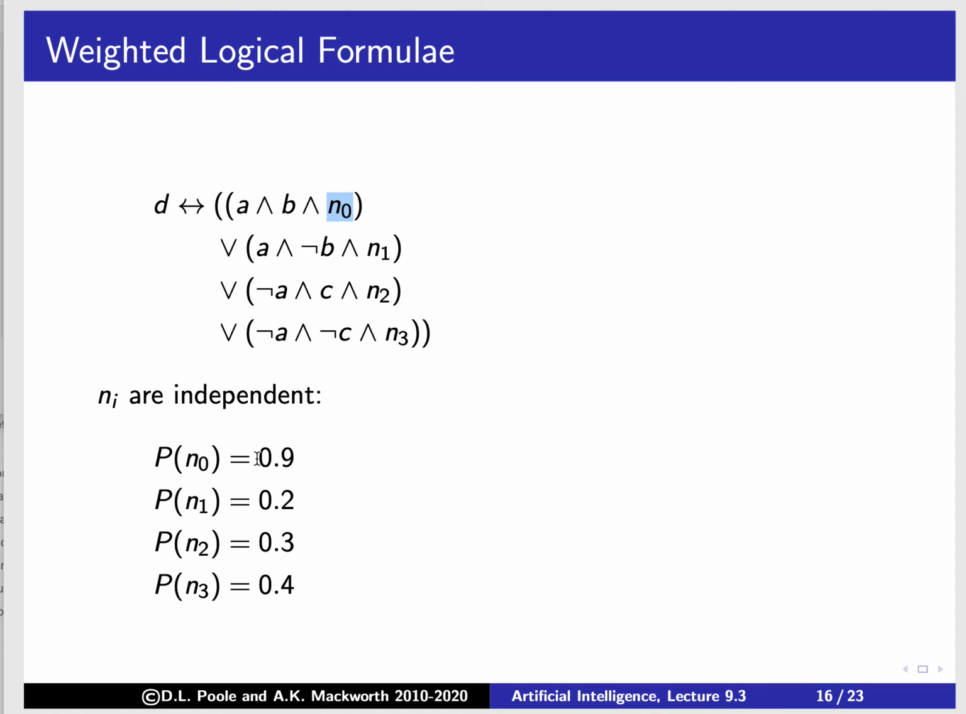So it turns out that N1 is a noise variable here that is exactly the same as the probability of D when A and B are true. N1 has a probability of 0.2, which is exactly the probability that D is true when A and not B is true. Okay, so we're going to try to represent this. And it turns out these noise variables can be independent, and this represents exactly the same conditional probability.